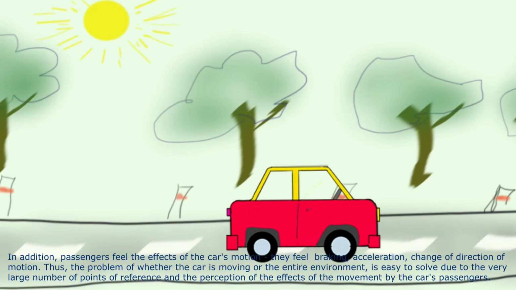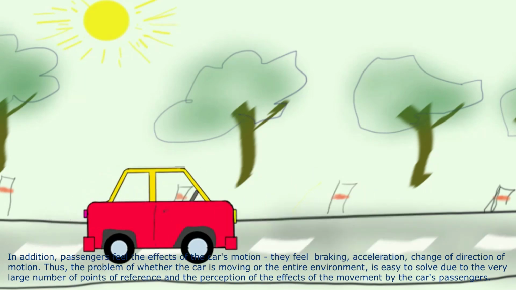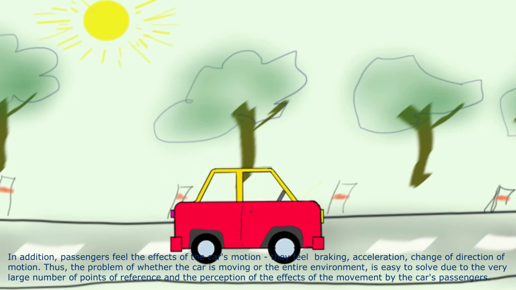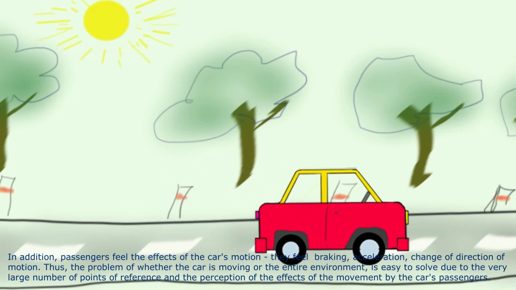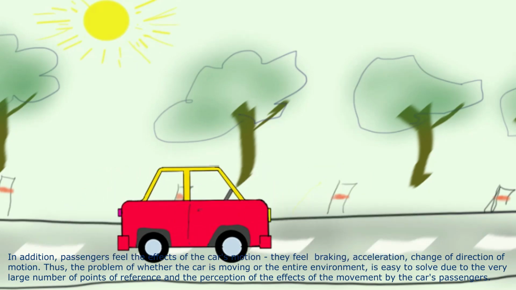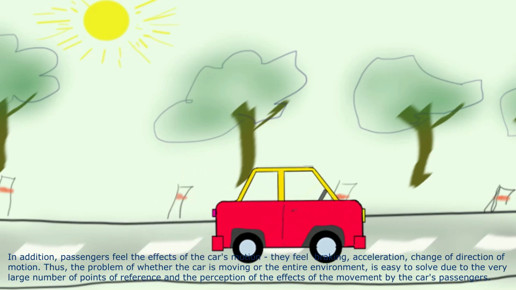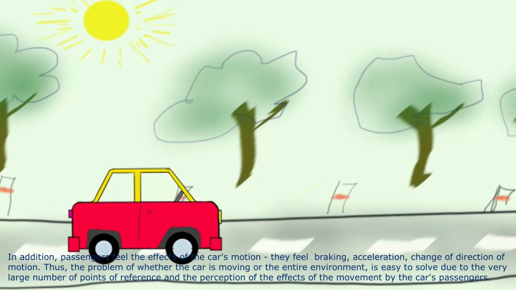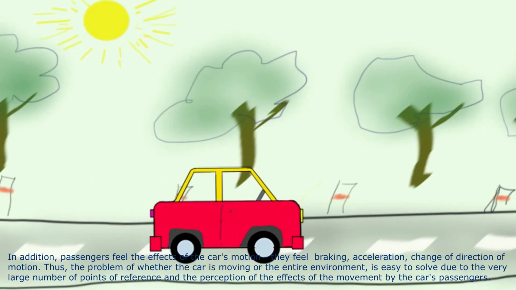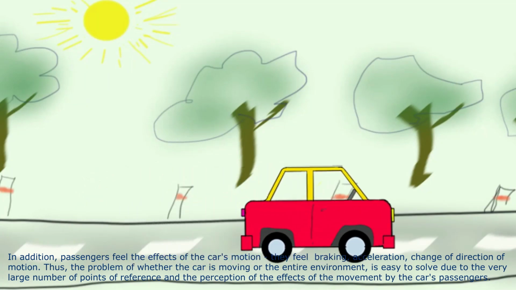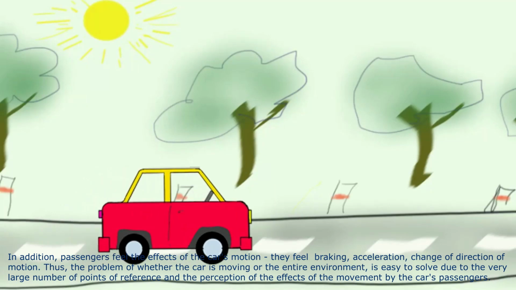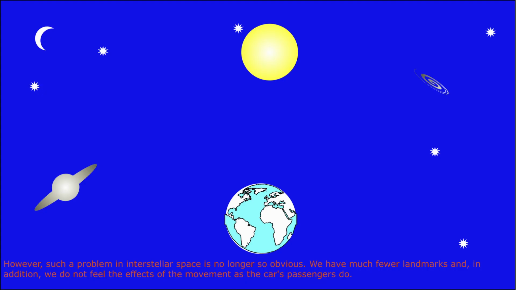In addition, passengers feel the effects of the car's motion. They feel braking, acceleration, change of direction of motion. Thus, the problem of whether the car is moving or the entire environment is easy to solve due to the very large number of points of reference and the perception of the effects of the movement by the car's passengers. However, such a problem in interstellar space is no longer so obvious. We have much fewer landmarks, and in addition, we do not feel the effects of the movement as the car's passengers do.